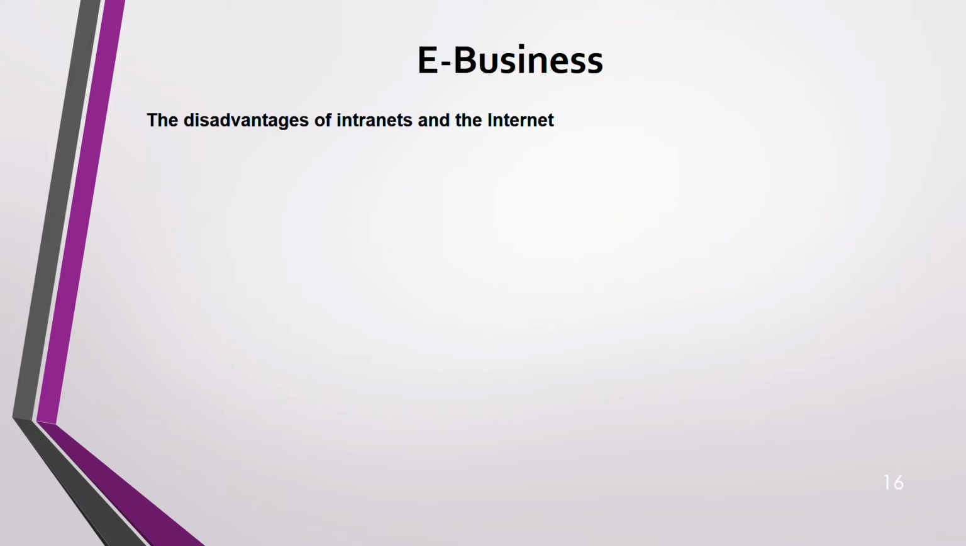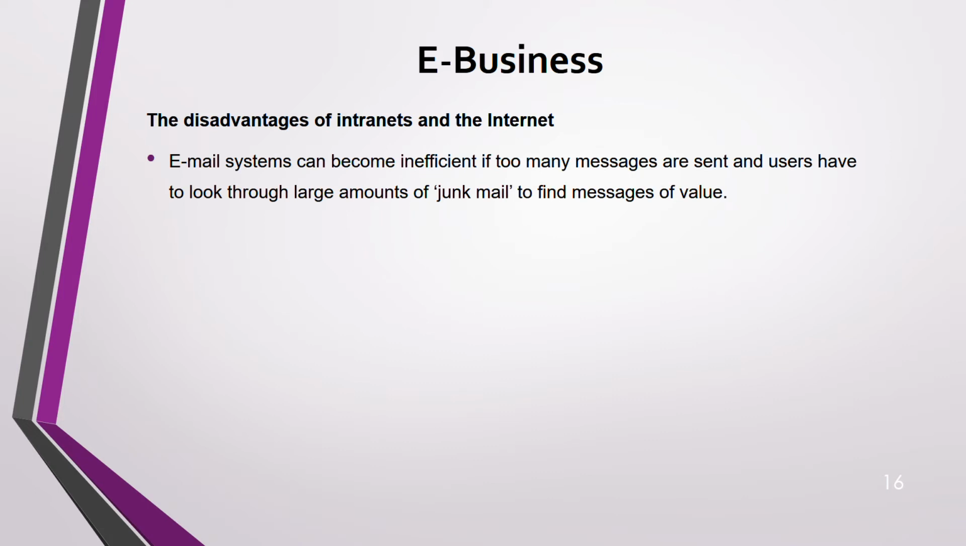Disadvantages. Number one, email. Even though we say the email system is fast and efficient, it has become very inefficient now, because if too many messages are sent, we don't know what is relevant, what is not, what needs to be acted on urgently, and what does not. So we treat large chunks of email as junk and we never even respond.